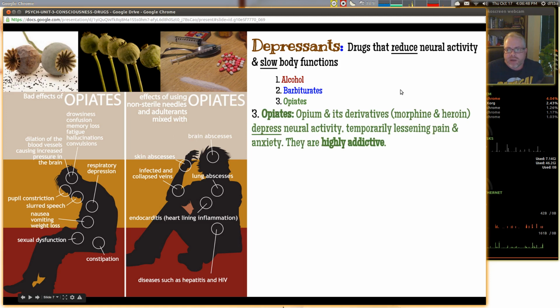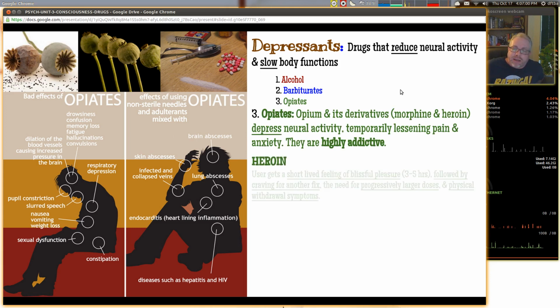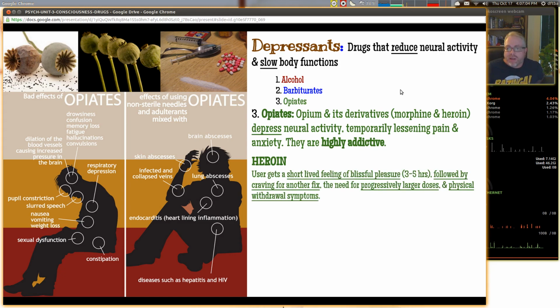So let's look at the next one here, of course, opiates. Opium and its derivatives, morphine and heroin, depress neural activity. They temporarily lessen pain, and they're highly addictive. I can't even get into this because I would not ever want to know how addictive heroin is.